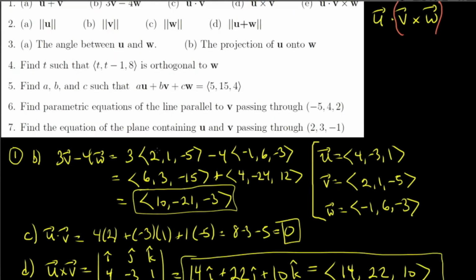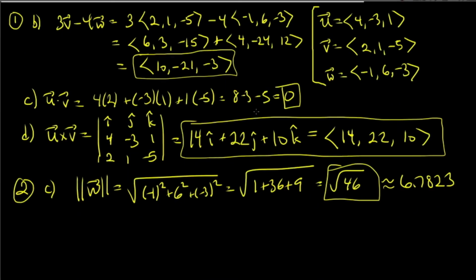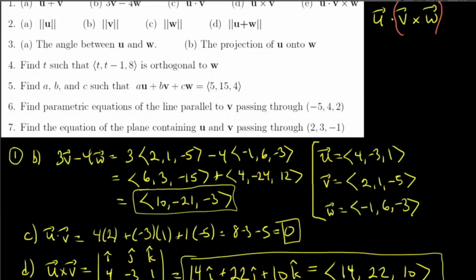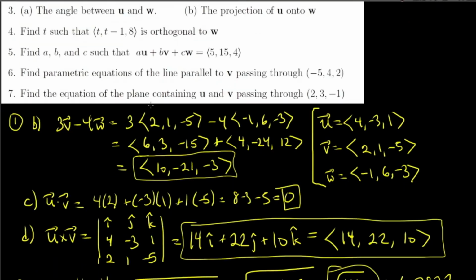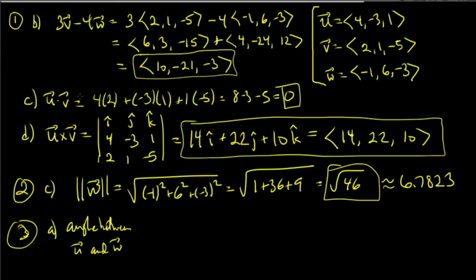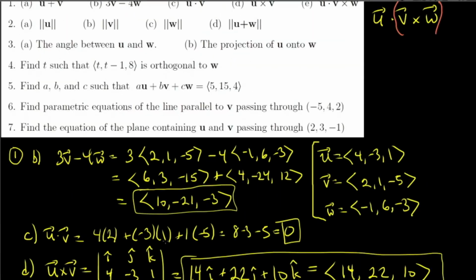So how about the angle between U and W? That's number 3, at least part A. You noticed I didn't ask for the angle between U and V, because that should be automatic. Look at 1C, they're orthogonal, so the angle is 90 degrees. Okay, so U and W.